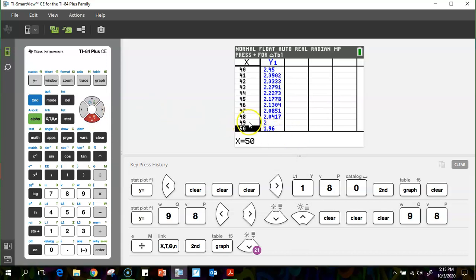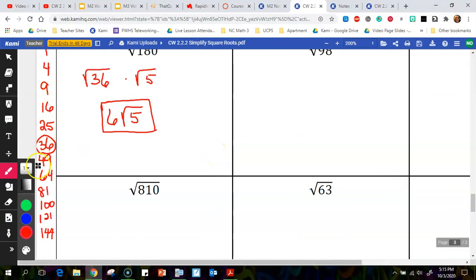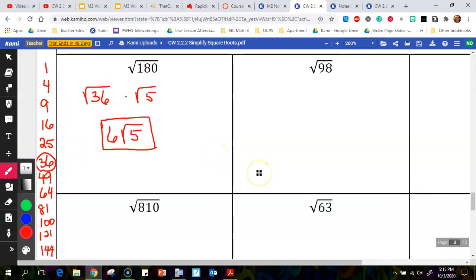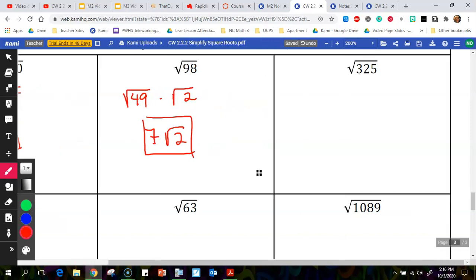Well, there's the first one, 49 times 2, and 49 is a perfect square. So I'm looking for one of those perfect square numbers that I wrote over in the margin, one of these numbers over here on the left, so 49 is one of them. So I can rewrite the square root of 98 as the product of the square root of 49 times the square root of 2. And then I take the square root of 49, that's 7. 7 root 2 would be my simplified answer. All right, I want you to pause and try the next one, the square root of 325. See if you can figure that out, and then come back.